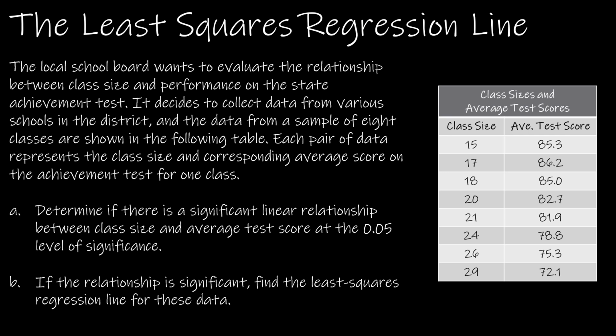So first we're going to take a look at whether it is a significant linear relationship, which means we're going to graph it and take a look at whether or not it looks linear, and then we're going to perform our hypothesis test that we're used to. And then if it is significant, we're going to find the least squares regression line for the data, and I'm going to help you know how to do that.